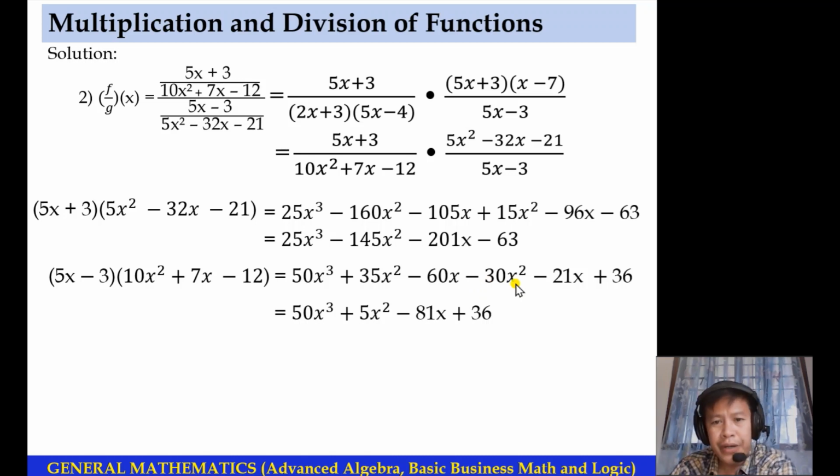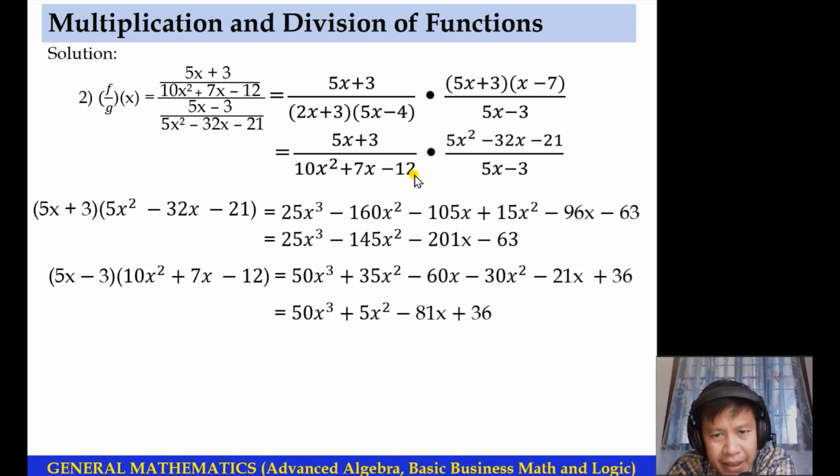Similar terms are terms with the same variable, and that variable has the same exponent. Copy the common variable together with the exponent. Minus, you are going to combine 60 and 21. 60 plus 21 is equal to 81. Copy the common sign, which is negative. Plus 36. You are going to copy 36 because there is no other constant term.